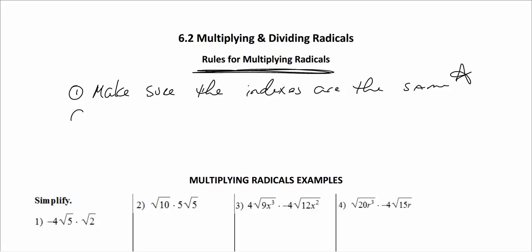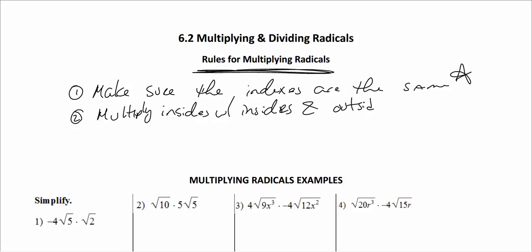The second thing that I want to discuss here is when you multiply radicals, we want to multiply insides with insides and outsides with outsides. We don't want to mix the two. We don't want to do an inside with an outside and an outside with an inside. We want to multiply insides with insides, outsides with outsides. That's pretty much what it is.